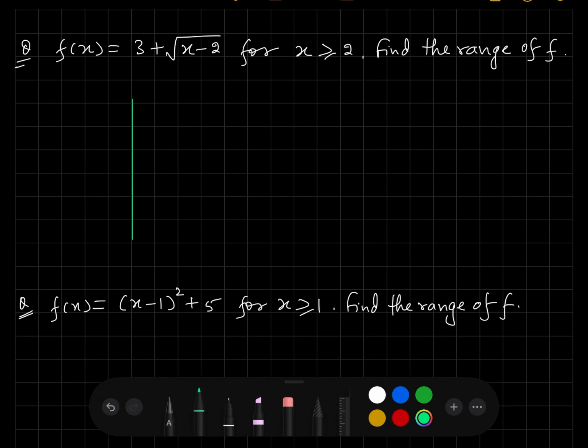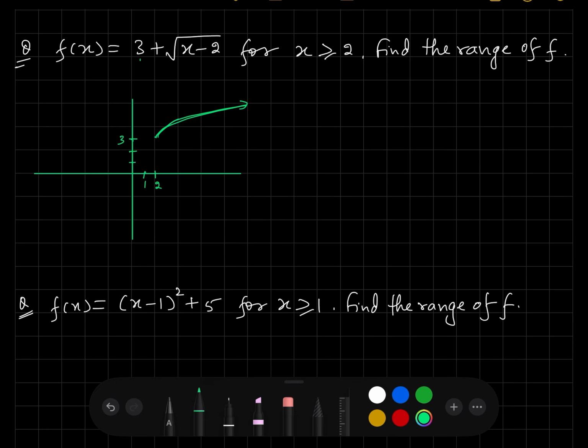On the curve, 3 plus means, say, this is 1, 2, 3. This is the vertical shift. And then it is x minus 2. Minus 2 means 1, 2, so it is shifted here. So my curve starts here and goes like this. This is 3 plus square root of x minus 2.